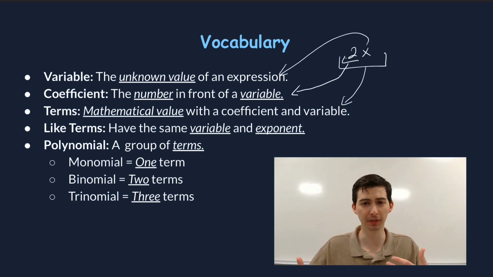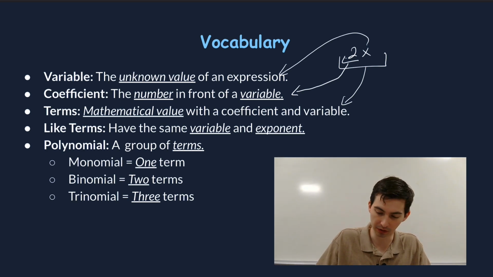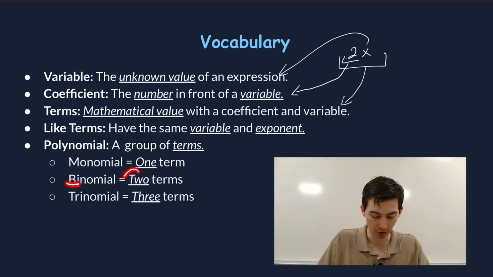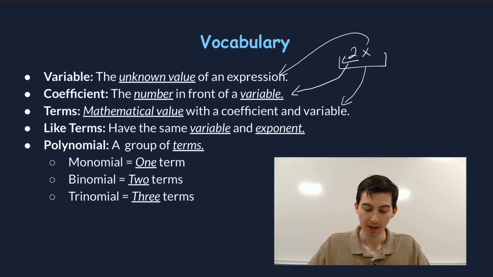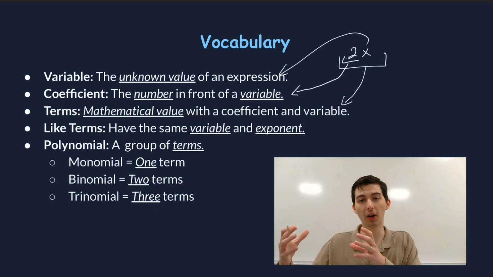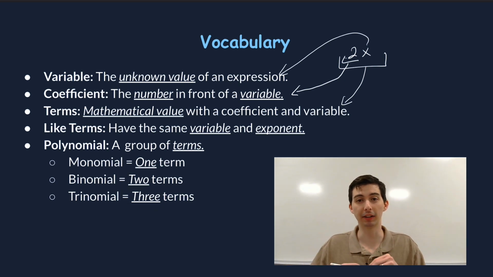We have different types of polynomials. We could have a monomial, which means that we're just going to have one term. Binomial, since bi means two, we're going to have two terms. And a trinomial, since tri means three, is going to be three terms, right? And so today we're going to take two different polynomials and we're going to be adding and subtracting them together.